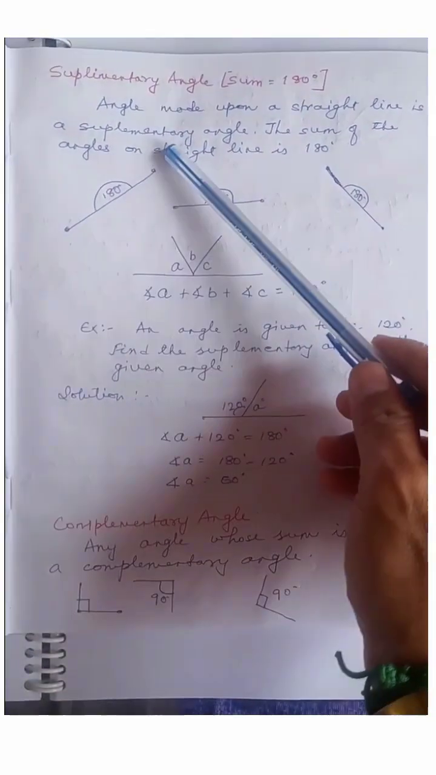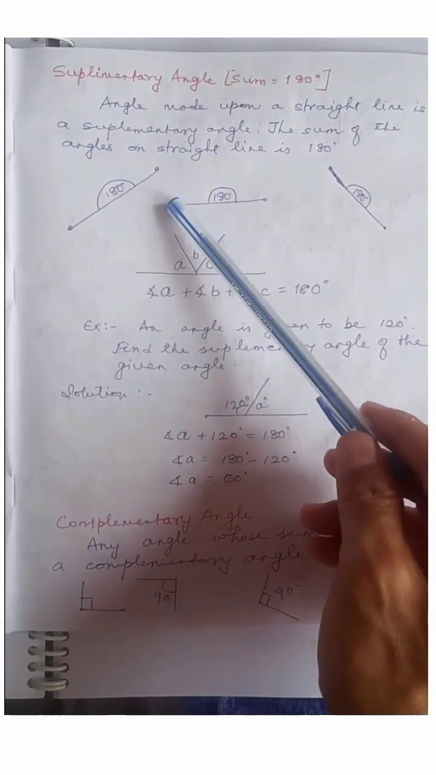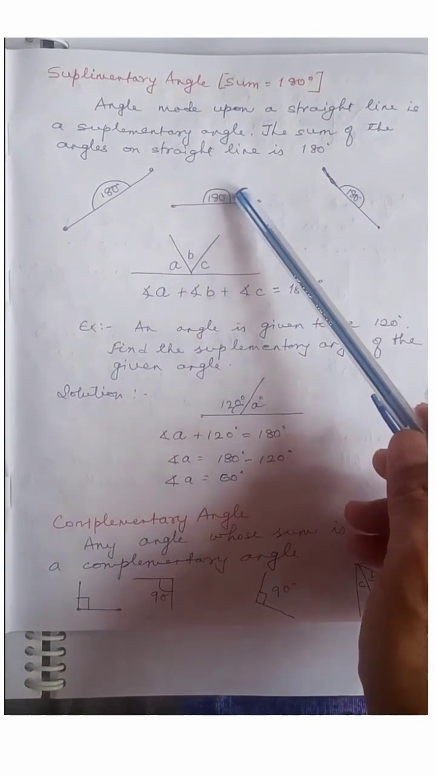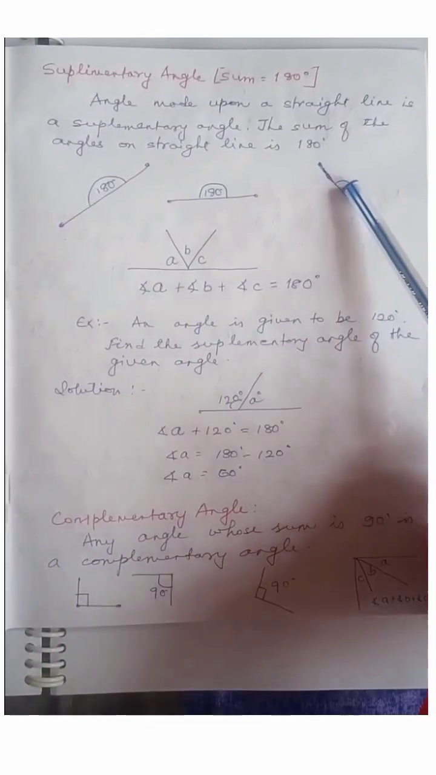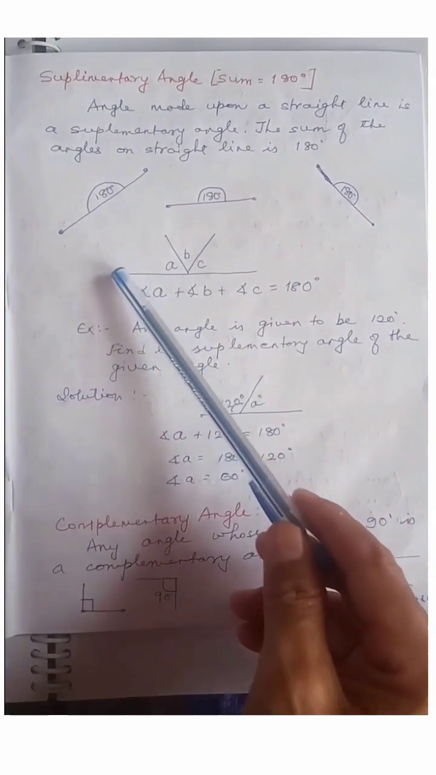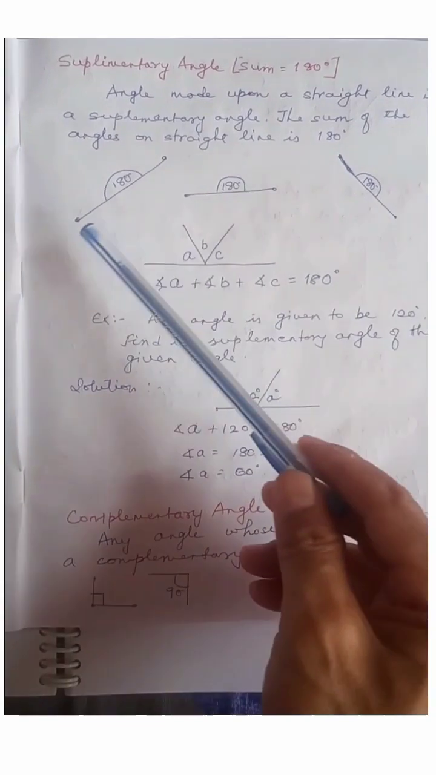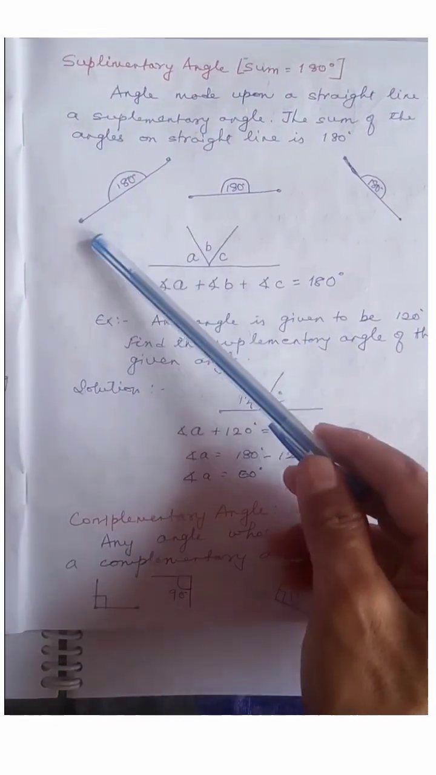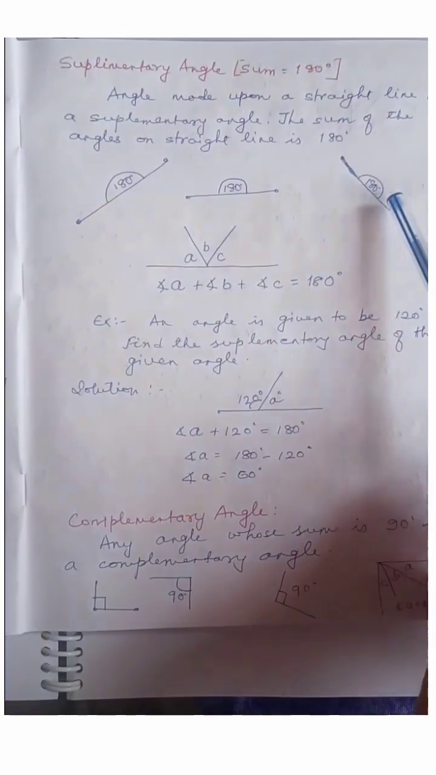Supposing this is a straight line, the angle made upon this line is 180 degree. Similarly here, this is a straight line, the angle made upon this line is 180 degree, and this is another straight line, the angle made upon this is 90 degree. The inclination I am trying to portray here is to make children understand that a line can be drawn in any direction, this direction, this direction, this direction.